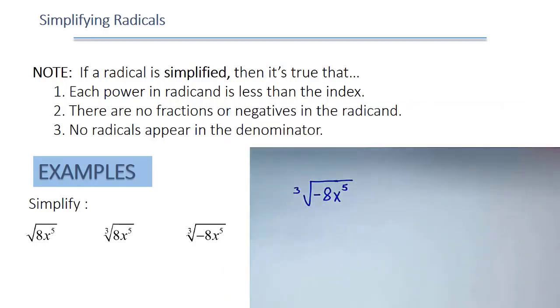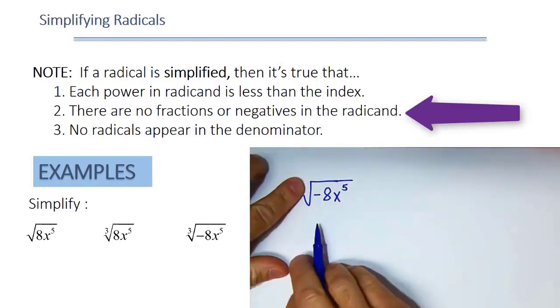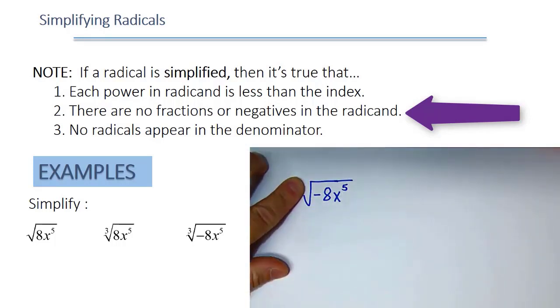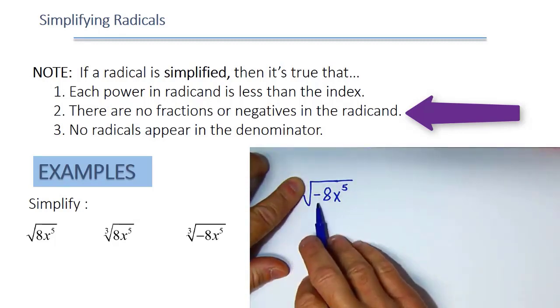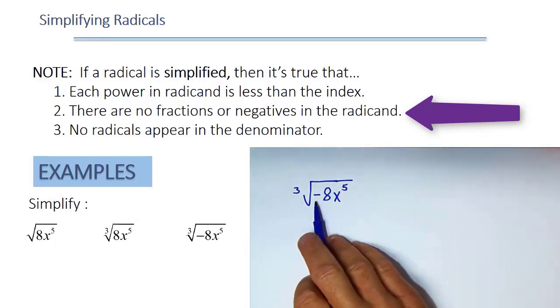Okay, the second criteria for being simplified says that you cannot have fractions or negatives. We'll deal with fractions in a minute. But remember, if this was a square root with a negative inside, it would be imaginary and we wouldn't do anything with it at this point. We will later on in a few lessons. So if it's an even index, we really can't have a negative sign. And if it's an odd index, that negative sign is no problem.